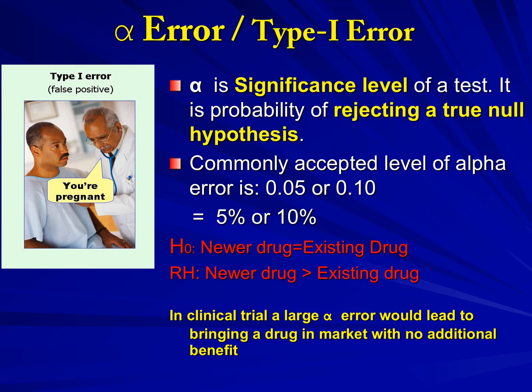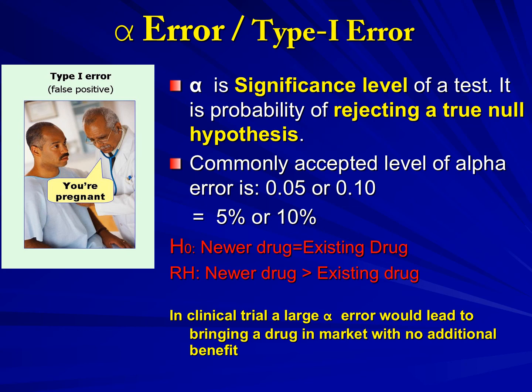Now what is the meaning of alpha error? The alpha error or type 1 error is the significance level of a test. It is the probability of rejecting a true null hypothesis. Listen properly. It is the probability of rejecting a true null hypothesis. Now let's understand this concept.